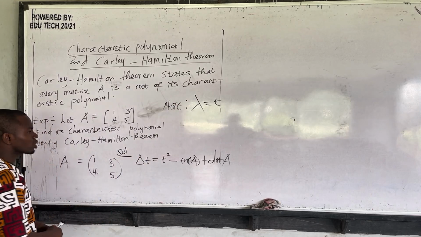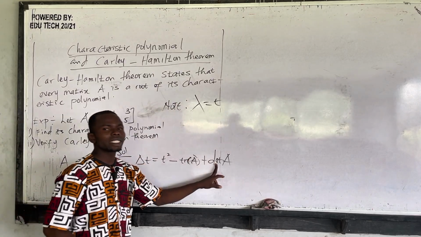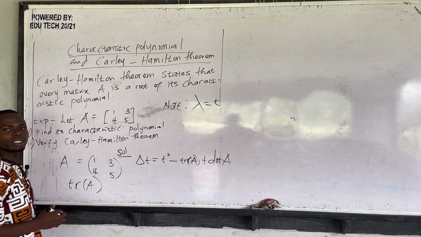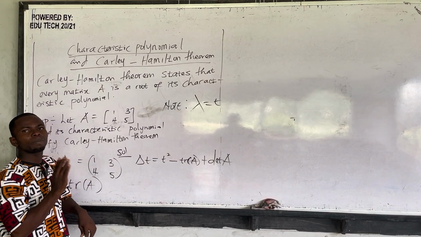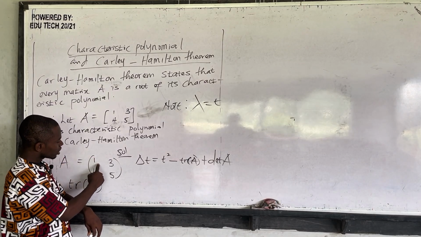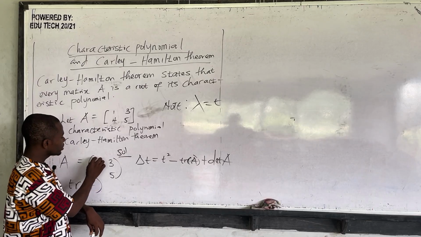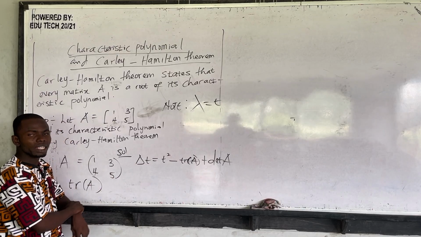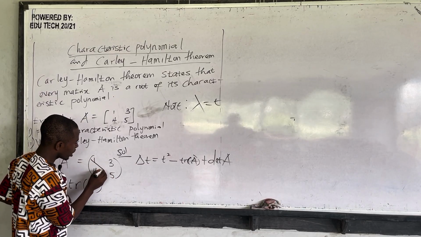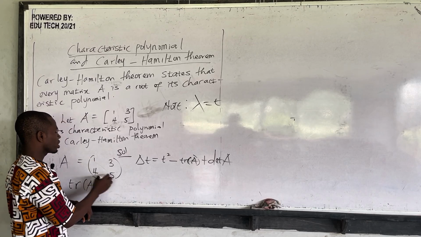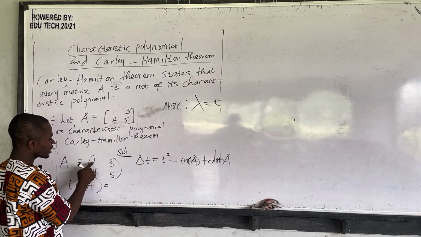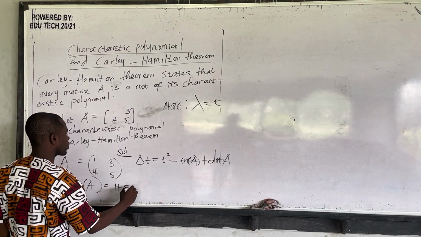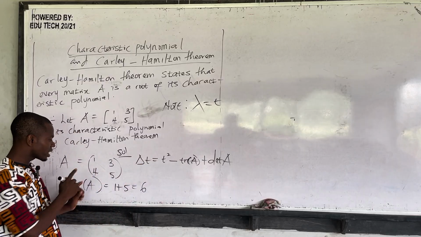Now let's go into the calculation. We need the trace and the determinant of matrix A. What is the meaning of trace? Trace of A means we take what we call the principal diagonal, or leading diagonal. So this 1 and 5 are on the principal diagonal. We add them together, so the trace of matrix A is 1 plus 5. What is the answer? 6. The 6 is the trace of matrix A.